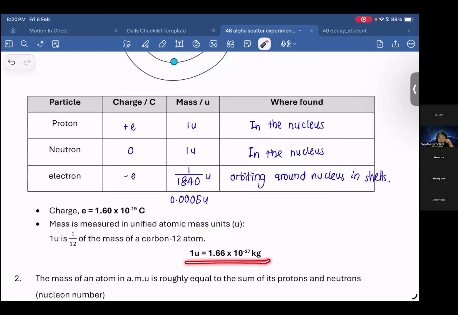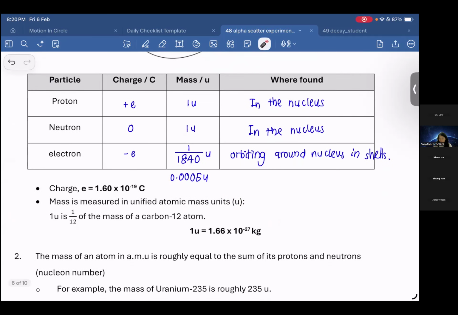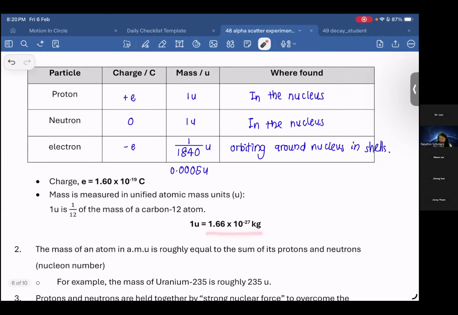Do we need to remember? Actually, in the past year exam paper, on page number 2, they will have the data. You can find this value from there. No need to memorize, never mind. The same for e. But when we do more and more practice, it will be in our brain. So 1 U is 1.66 times 10 to the power of negative 27. Can you imagine how small the mass of the proton, neutron, and even more the electron is?